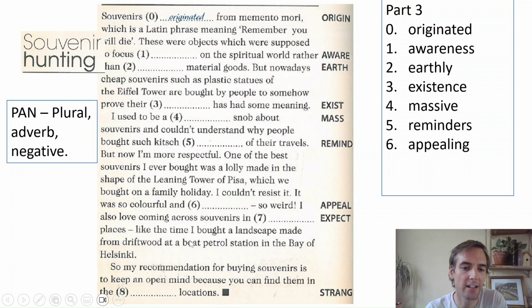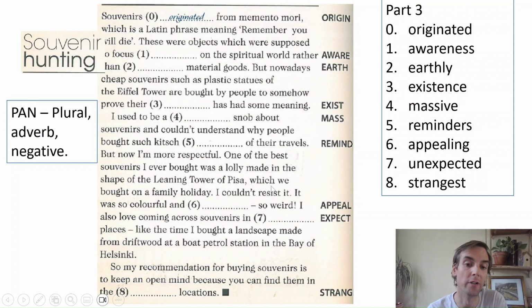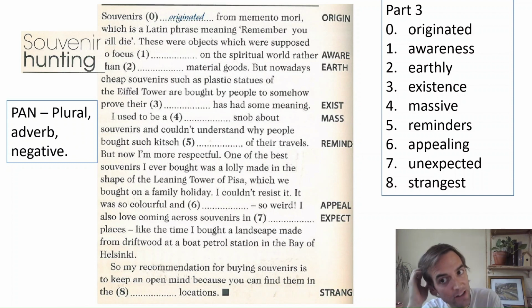This one, a good context one. You bought some souvenir made out of driftwood at a petrol station. Petrol station, you wouldn't normally buy a souvenir there. It's unexpected from the context. And the last one, the is the clue there. Superlative, the strangest locations.